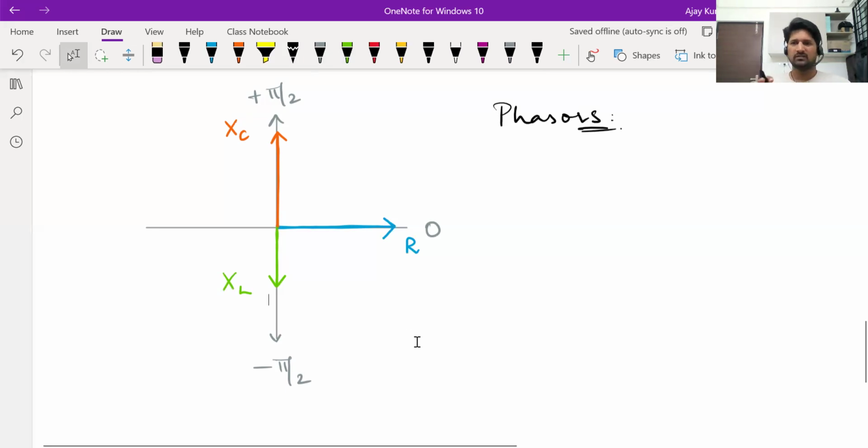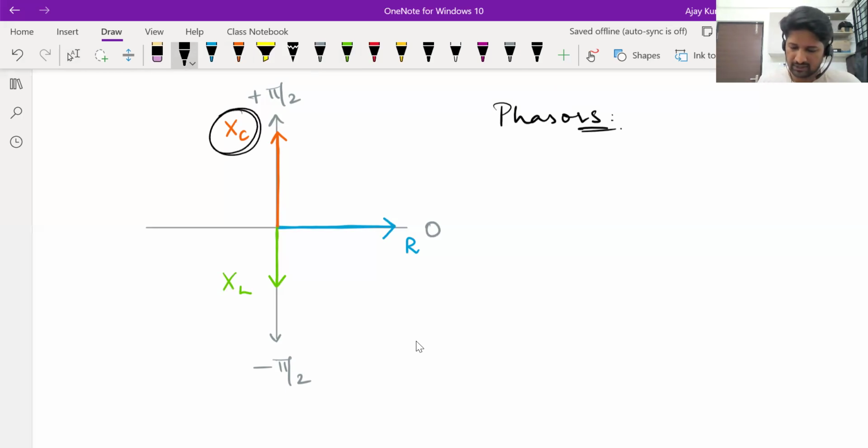Now if there are two vectors, you can use triangle law or parallelogram law to draw the resultant. But if there are three, it becomes slightly complicated. There's an extra step you need to take. You can observe that the vector corresponding to XC and the vector corresponding to XL are exactly opposite to each other.